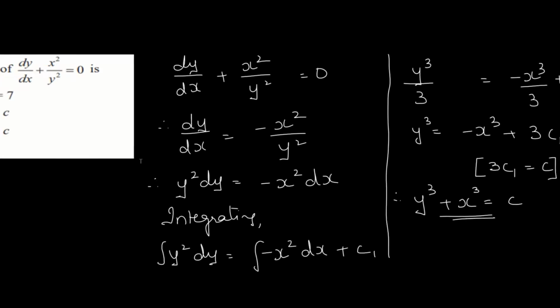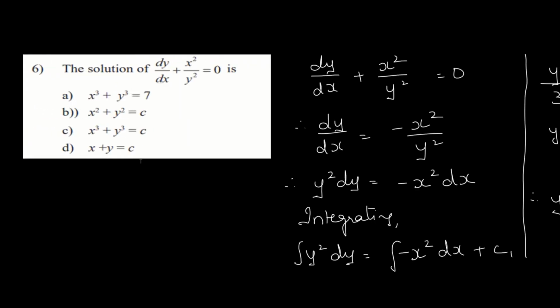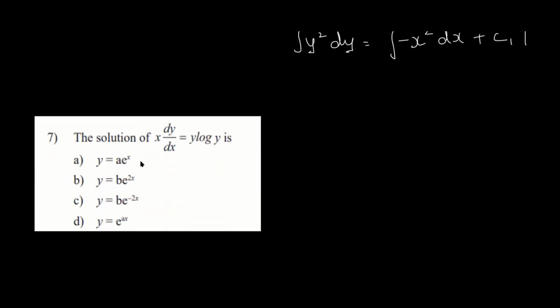So which is the option given over there? Y cube plus x cube is equal to c. Is it there in this case? Yes. The option C, x cube plus y cube is equal to c. That is the correct answer for us. Moving on, we come to the seventh question. Seventh question, again a differential equation is given. We are supposed to solve it and get the answer.